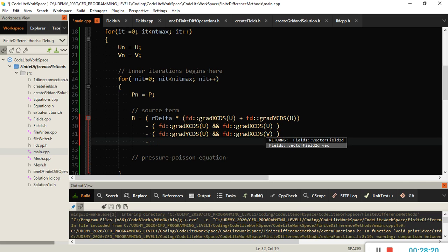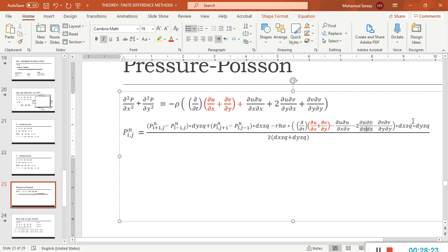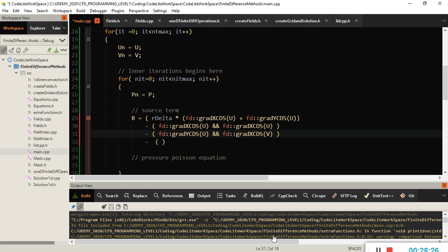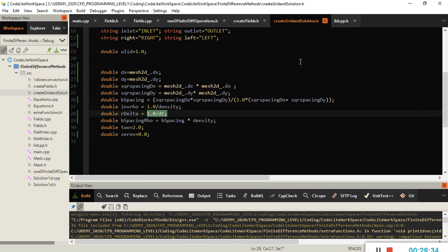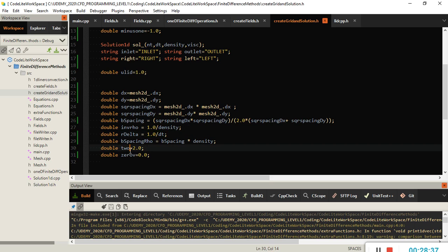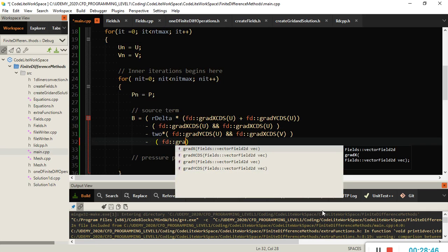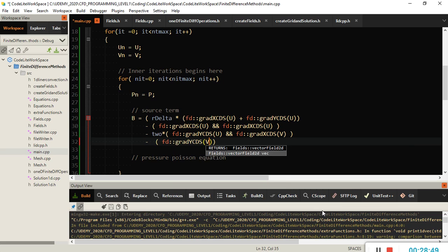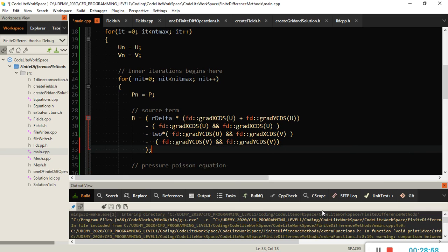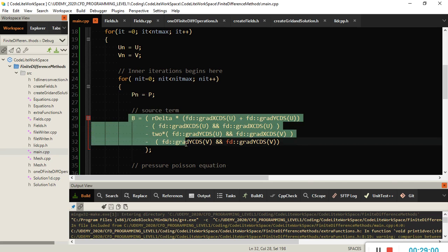Minus, then we write this term, which has to be multiplied with the 2 itself, so minus 2.0 times, or actually we wrote 2 in the create grid and solution header file. We wrote a 2, so 2 times this term minus FD, this time we go for the V velocity V, and then FD grad Y CDS, so multiplied by itself. Then we close this. There we go, we have written our source term.